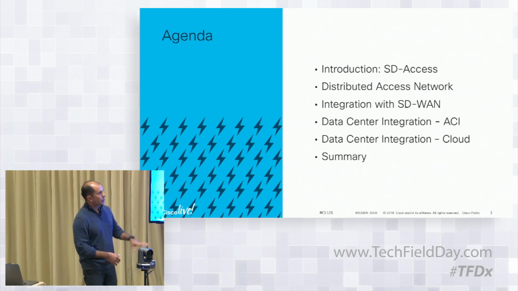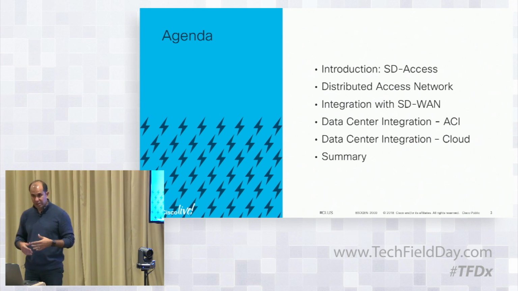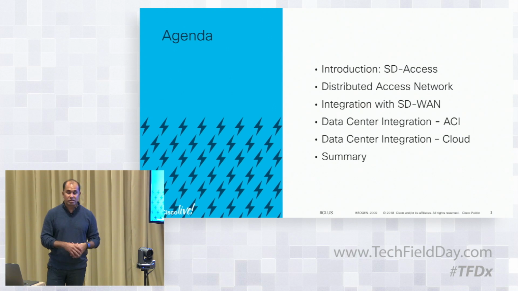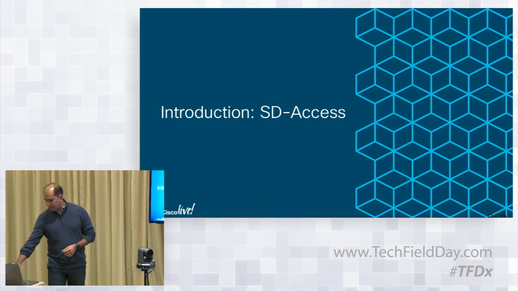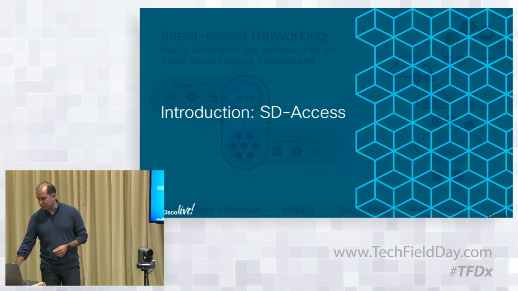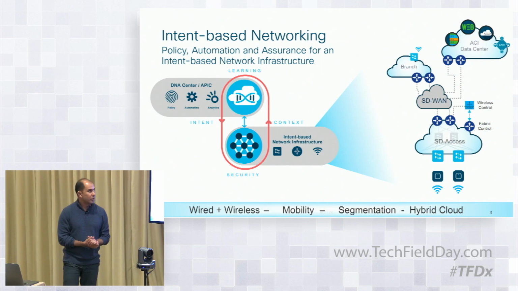So we'll talk a little bit about SD-Access, where it's at and where we're taking it. Basically where we're taking it is we're giving you a distributed footprint of the access network to cover your global enterprise and maybe beyond. How we integrate with the SD-WAN, how we integrate with the data centers. Those are going to be two key topics that we're going to cover, and that will cover the time that we have allocated for our conversation this afternoon.